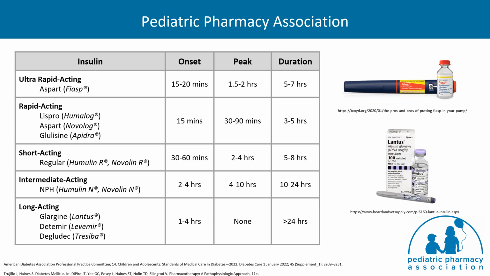Insulins are categorized based on the onset, peak, and duration of effect, such as noted here: ultra-rapid acting, short-acting, intermediate acting, and long-acting.